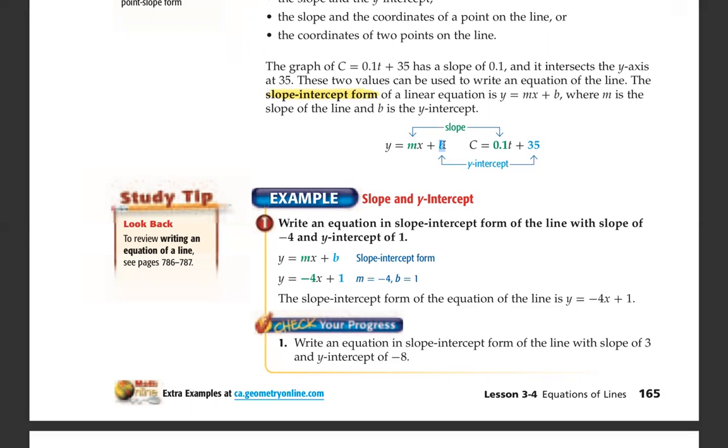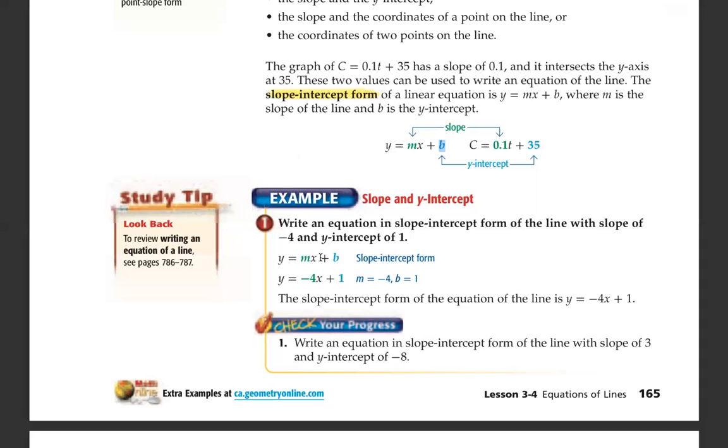Take note, with a slope of -4 and y-intercept of +1. So slope is -4, m is equal to -4, y-intercept is +1, so b is equal to 1. So you simply replace the m and the b with the numbers that represent them respectively, and then what you have after you replace is the equation of the line whose slope and y-intercept are given.